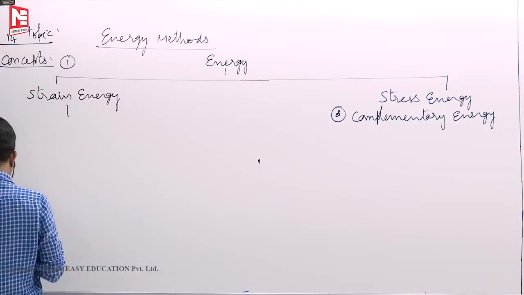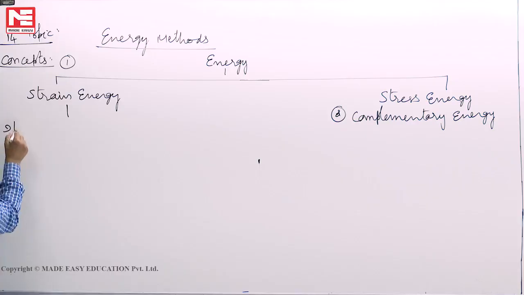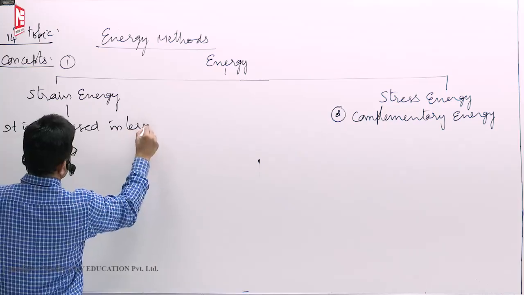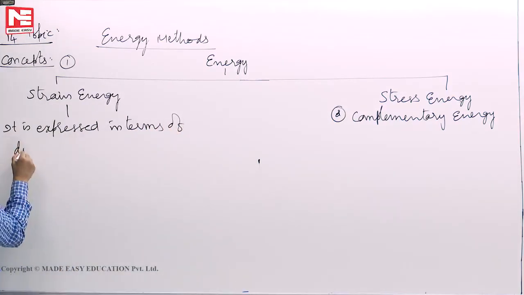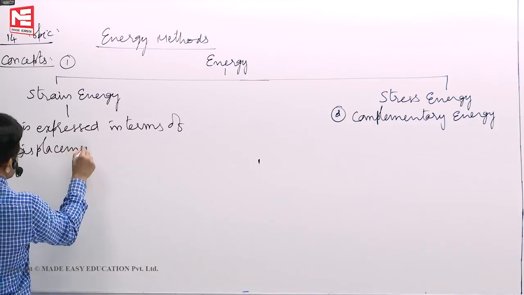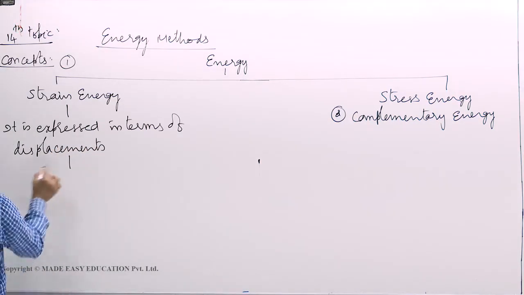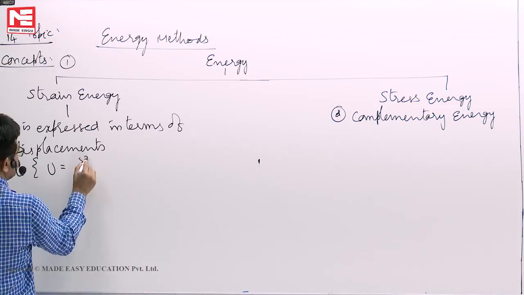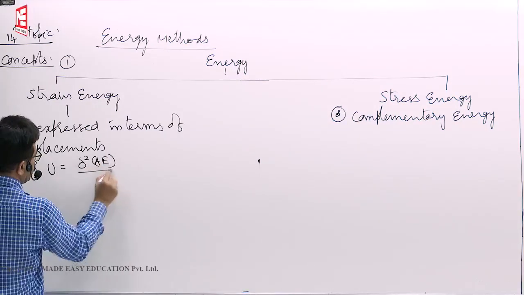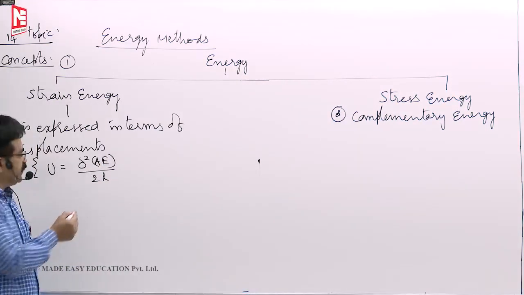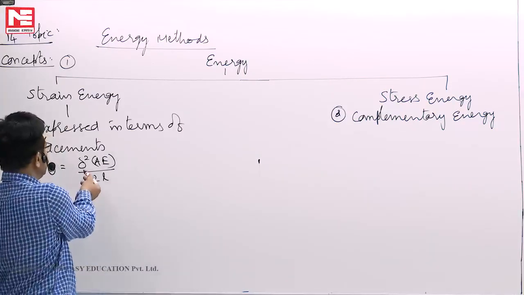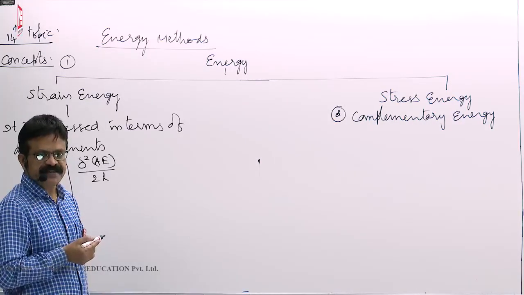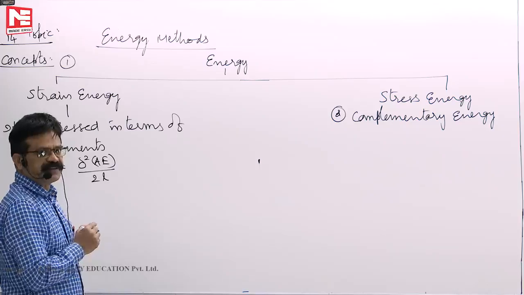Next, what is strain energy? It is expressed in terms of displacements. This I have given you. What is that in terms of displacements? I have given you U is equal to, for a single member, we derived delta square AE by 2L. Then Castigliano's theorem 1 we applied, dou U by dou delta, then AE by L we got. That AE by L we called stiffness in the strain energy chapter.